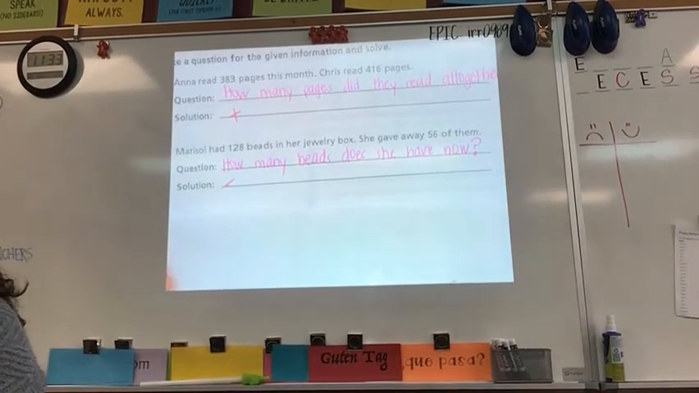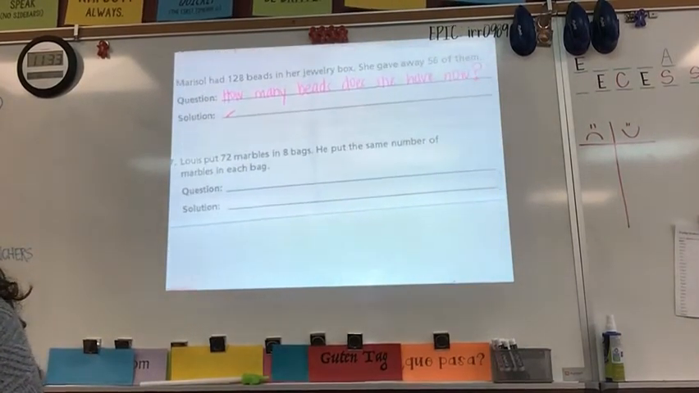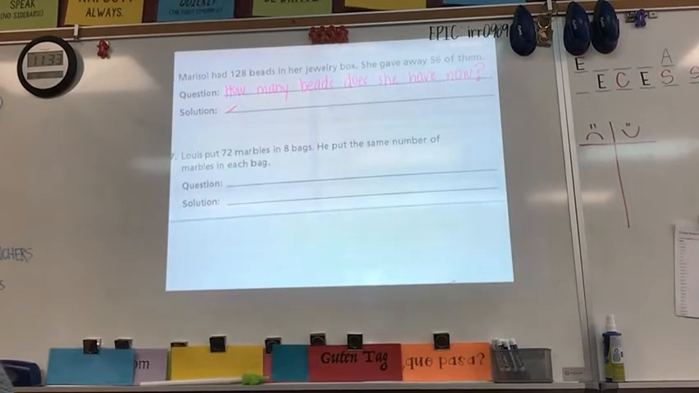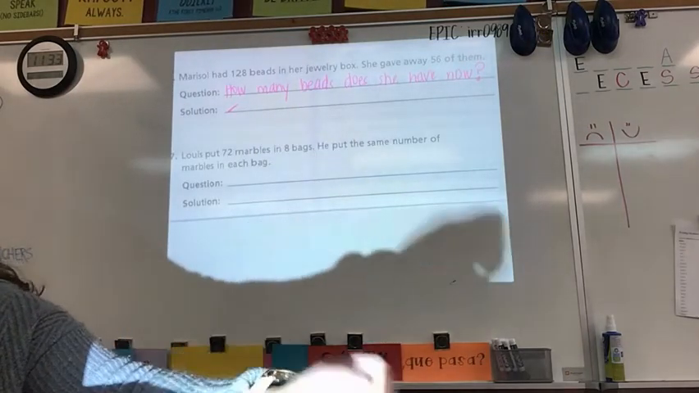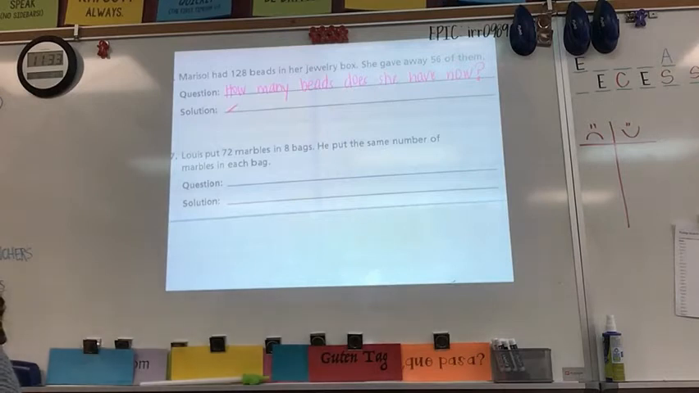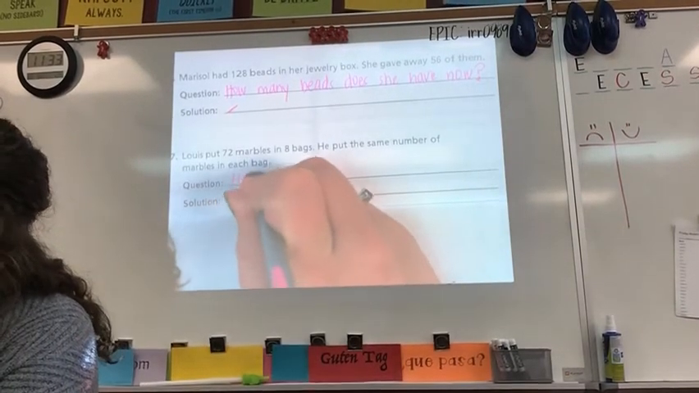Next problem. Next round. Oh, what mathematician's going to tackle this one? Lewis put 72 marbles in 8 bags. He put the same number of marbles in each bag. Dax, what could I ask about this? If he had 72 marbles and he's putting the same amount in each of 8 bags. Yep. How many marbles? Say that again.